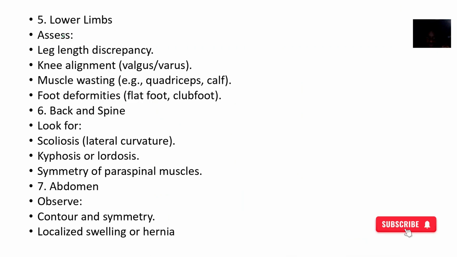On the lower limb too, you're trying to look at the leg length. Is the length of the leg the same? Also look at knee alignment, muscle wasting, and foot deformities. In the back and spine, you are looking at whether the person has scoliosis. That's where you do the Adam forward bending test, and look for kyphosis or lordosis. In the abdomen, you are looking at the contour and the symmetry, and at localized swelling or hernia.